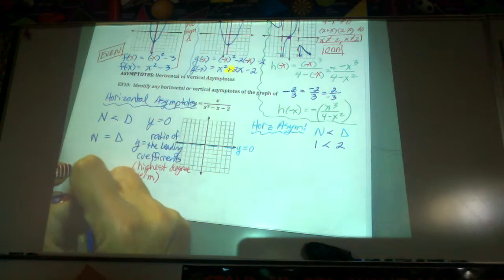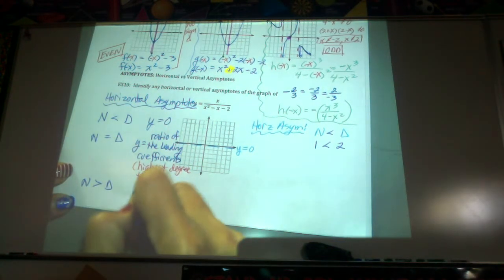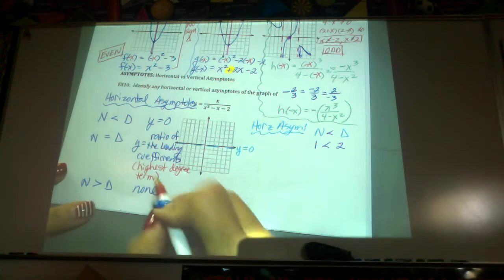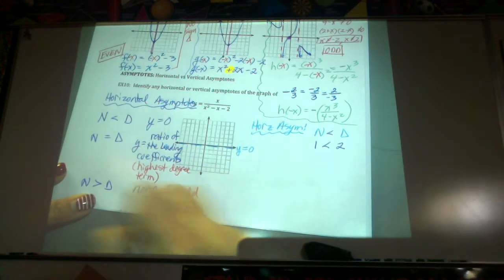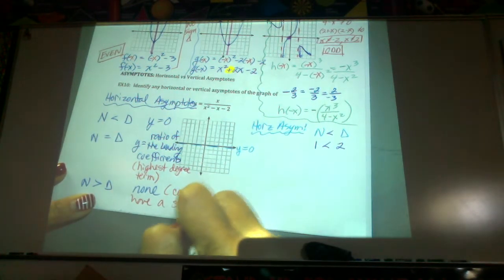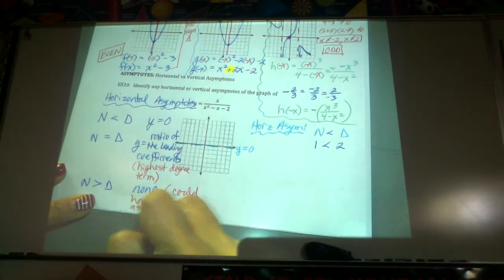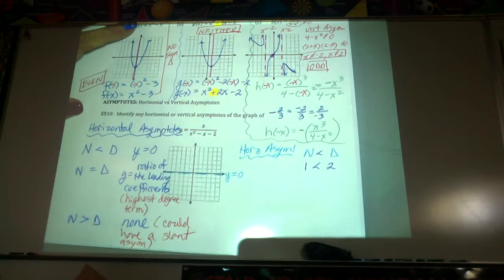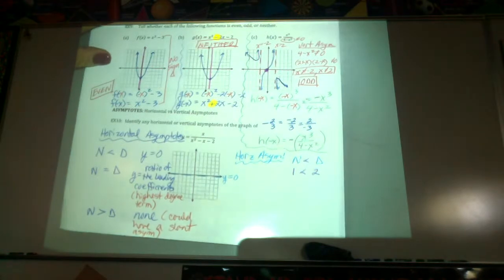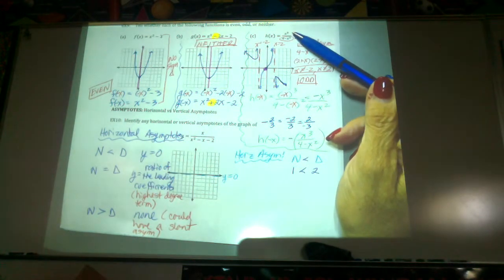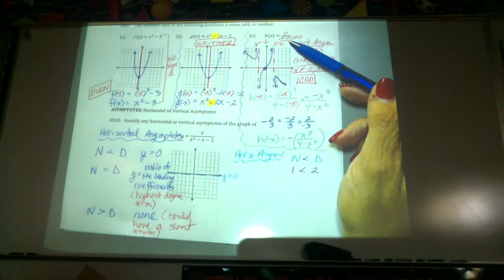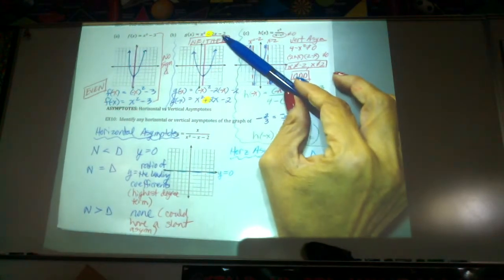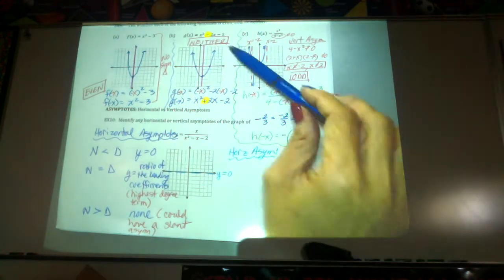And the final situation would be if the degree of the numerator is greater than the degree of the denominator, you will have no horizontal asymptote. But it is possible you could have a slant asymptote, which you don't know how to find yet. And we had an example of that right here. The degree of the numerator on 9C was 3. The degree of the denominator was 2. 3 is greater than 2. We have no horizontal asymptote, but we do have this slant asymptote going on, which is easy to see because you can see it with those swoops.